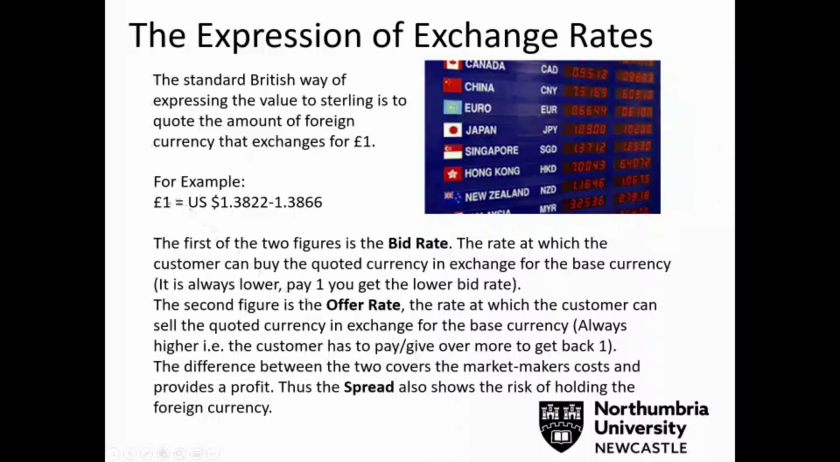So essentially, to get your £1 back, you have to give over $1.3866. So you have to give more dollars back to get your 1. I say give more back, that's relative to the bid rate. So you have to pay the higher in US dollar to get your £1 back. And the spread is the gap.